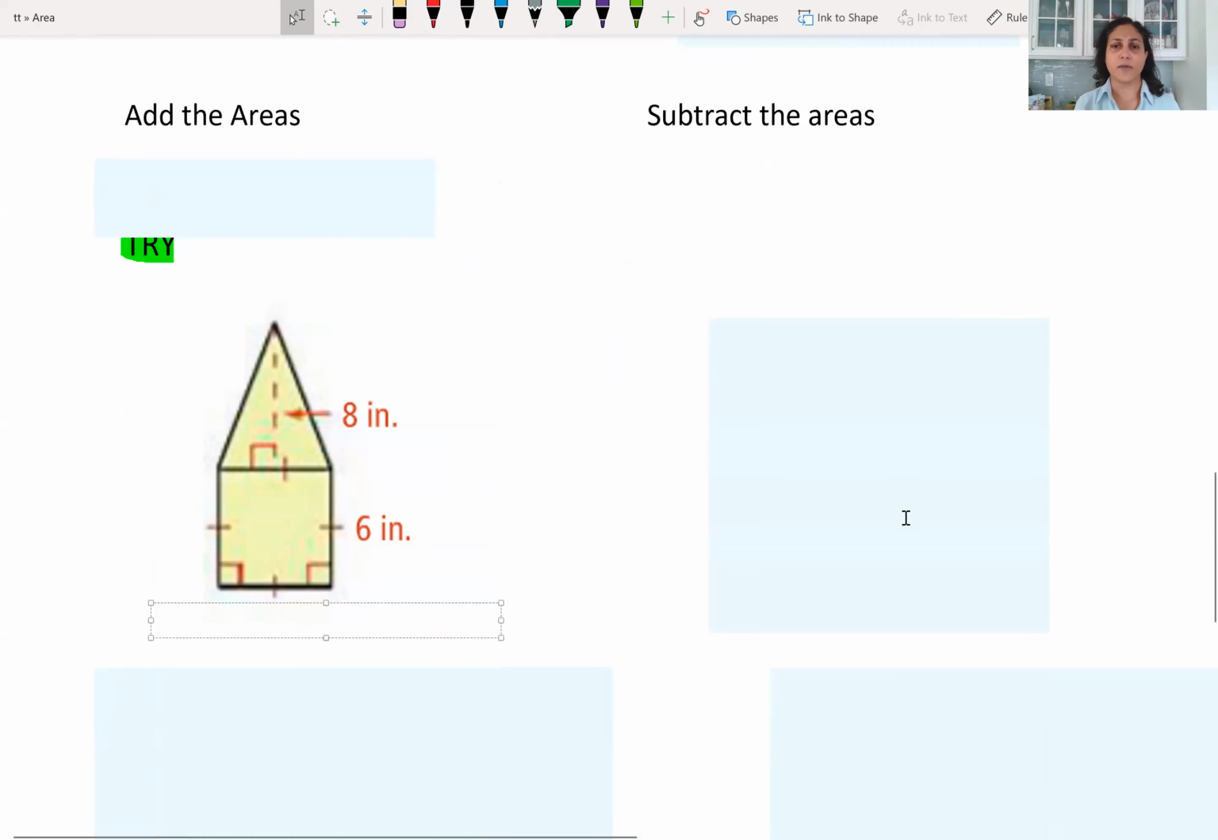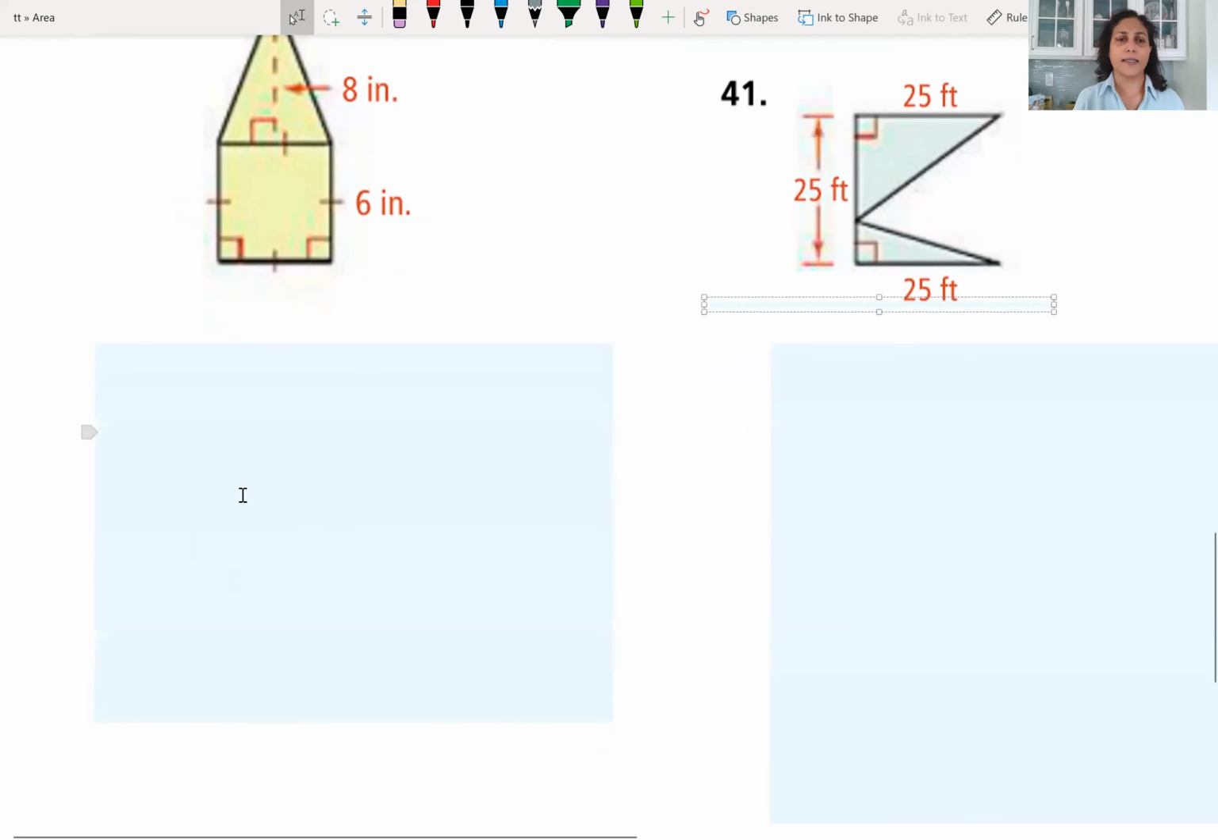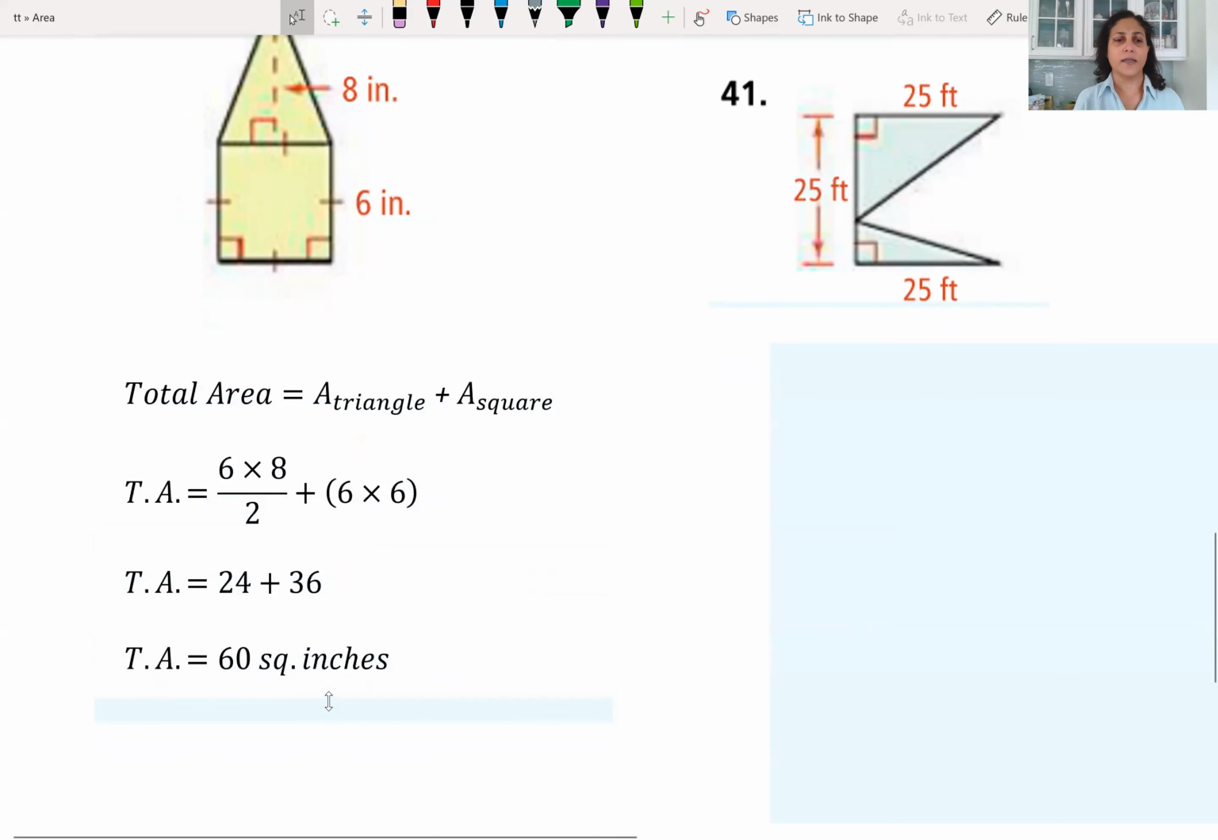Okay, so give that one a try. And then the one on the right, give that one a try too. Remember, the first one is an example of adding the areas, and the second one is an example of subtracting the areas. And let's see if you got it right. The total area is area of triangle plus area of square, and I find each one, and the answer is 60 square units.